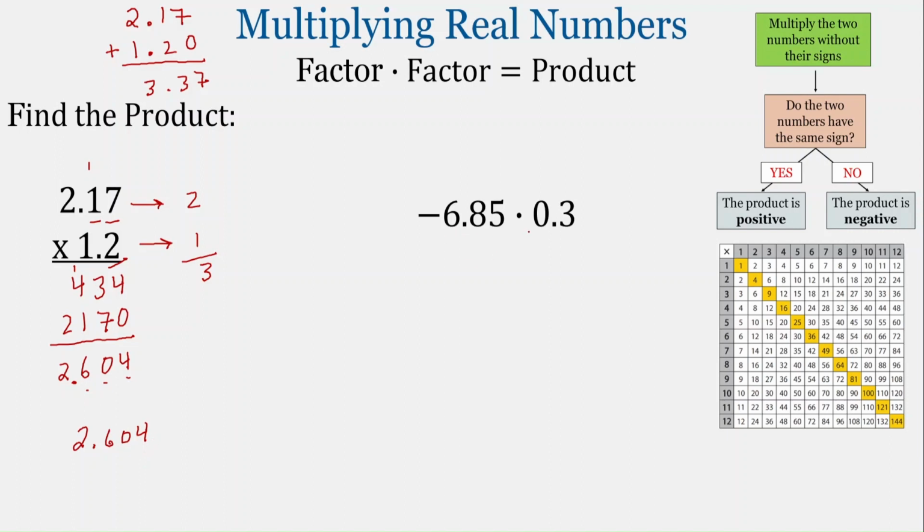We'll take a look at the second one. Now here we have a negative number. And as our first step over here says, the first thing you want to do is multiply the two numbers without their signs. So we'll go ahead and multiply 6.85 times 0.3.